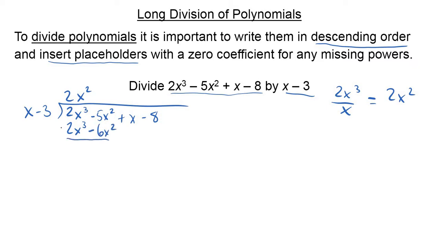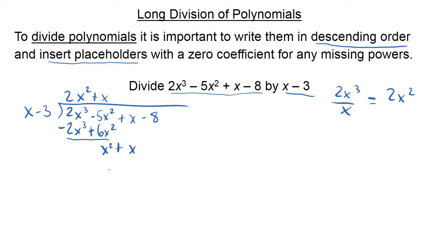And now key step, we subtract. I like to go through and change those signs. So these ones go away. Negative 5x squared plus 6x squared, that is 1x squared. And bring down the next thing. Now you do it again. X into x squared, or basically x times what would give me x squared? Well, that is x. And now same thing, multiply this through this, so we're going to write it underneath.